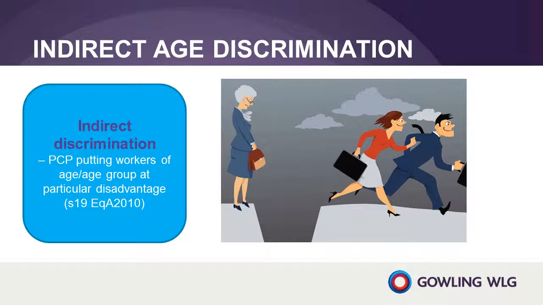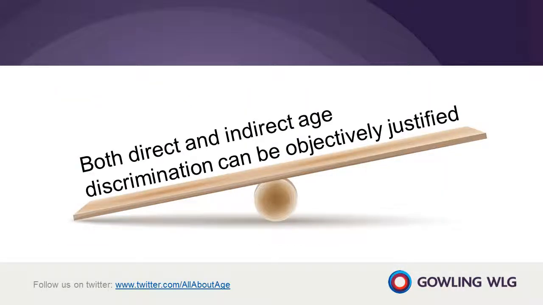If we then move on to indirect age discrimination, contained in Section 19 of the Equality Act, indirect discrimination occurs where you have an apparently neutral provision, criterion or practice which is applied, but that puts or would put employees or members of a particular age or age group at a disadvantage, and does put or would put the claimant themselves at that disadvantage. So this is sometimes a little bit trickier to spot than direct discrimination, I would say.